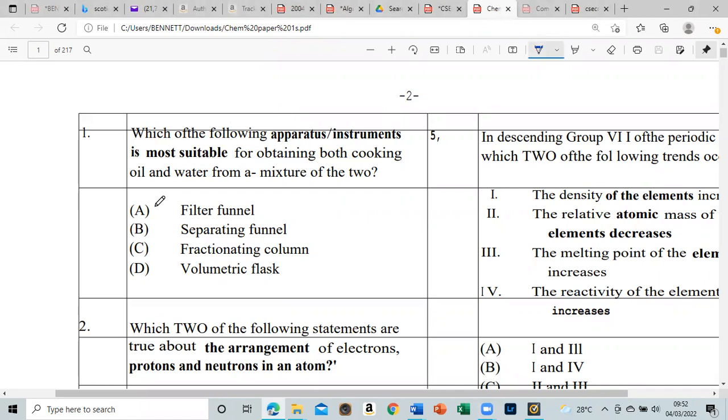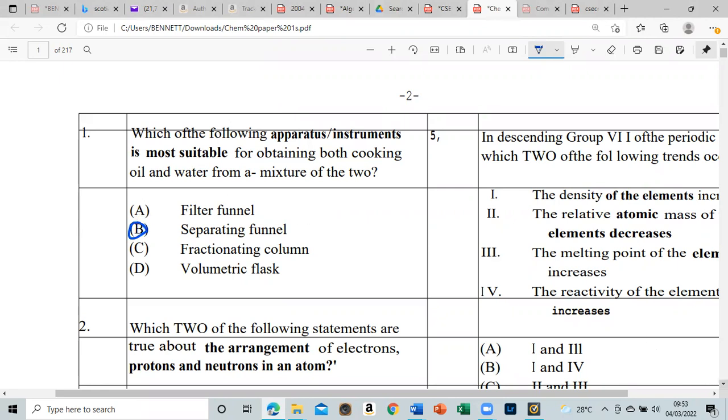Number one says, which of the following instruments is more suitable for obtaining both cooking oil and water from a mixture of the two? That would be B, separating funnel.